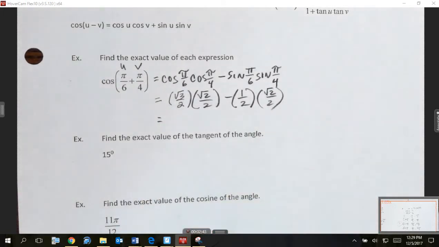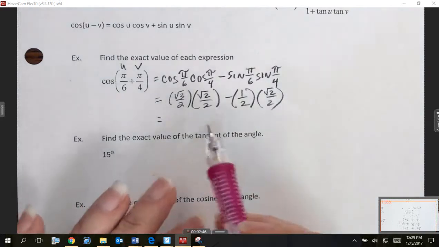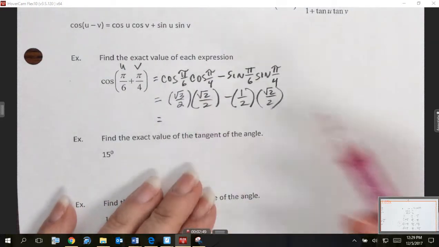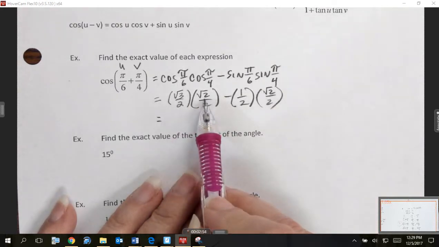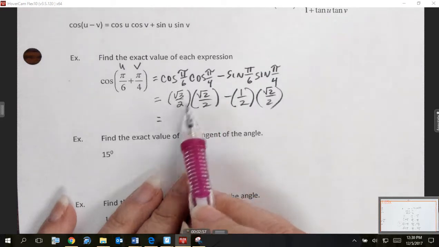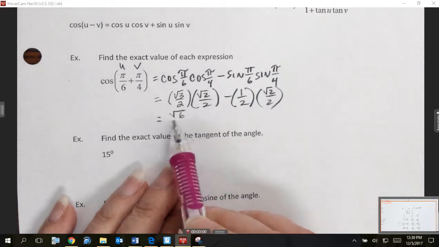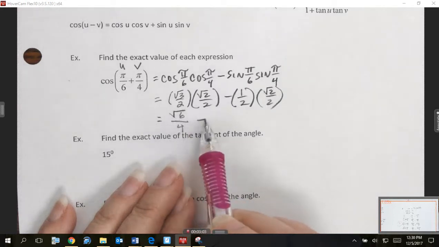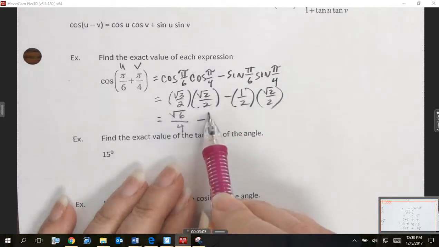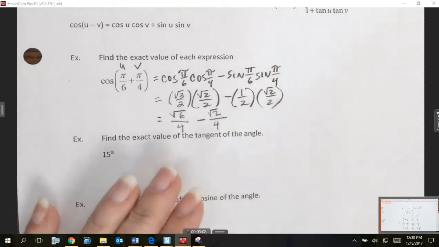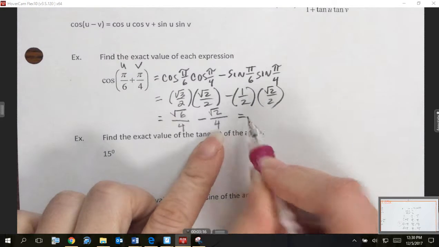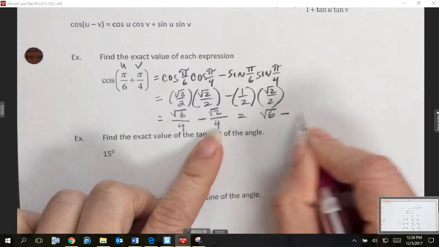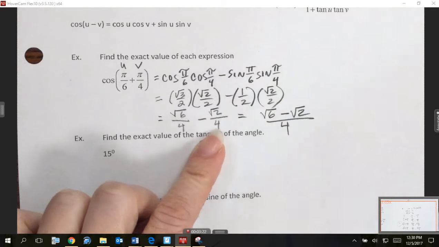How do we multiply fractions? Straight across. You can't use your calculator, because then you won't get an exact answer. So if you multiply straight across, and when you multiply a square root times a square root, you multiply what's underneath them together, and you write it as a square root. Square root of 6 over 2 times 2, 4. Minus 1 times square root of 2 is square root of 2 over 4. And then, luckily, we have a common denominator, so we will subtract those over that common denominator. So I have square root of 6 minus square root of 2 over 4.